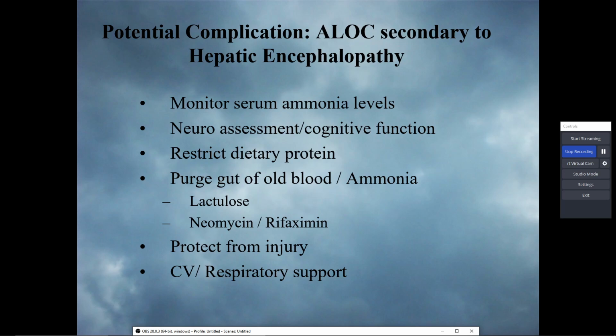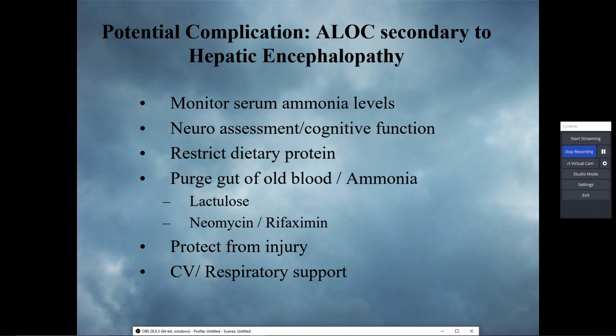So, if we suspect that a patient coming in has liver failure, maybe we don't even suspect liver failure. But one of the things that we can very easily draw right off the bat is an ammonia level. We're going to do our neuro assessments. We are going to have impairments in central nervous system functionality. We need to decrease protein intake. Okay, we need to purge old blood. And this is where lactulose comes into play.